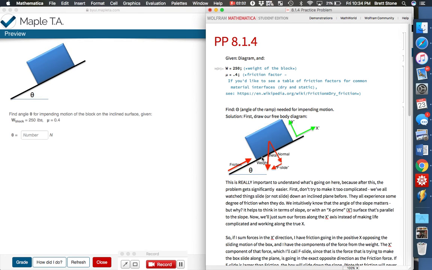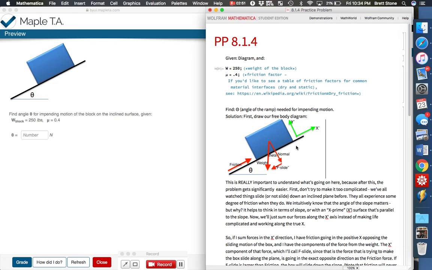So if we have a free body diagram like this, friction obviously is a force that's pushing up against the sliding motion of the box, and then we have the weight of the box that's coming straight down. Those are the two obvious forces that are working.